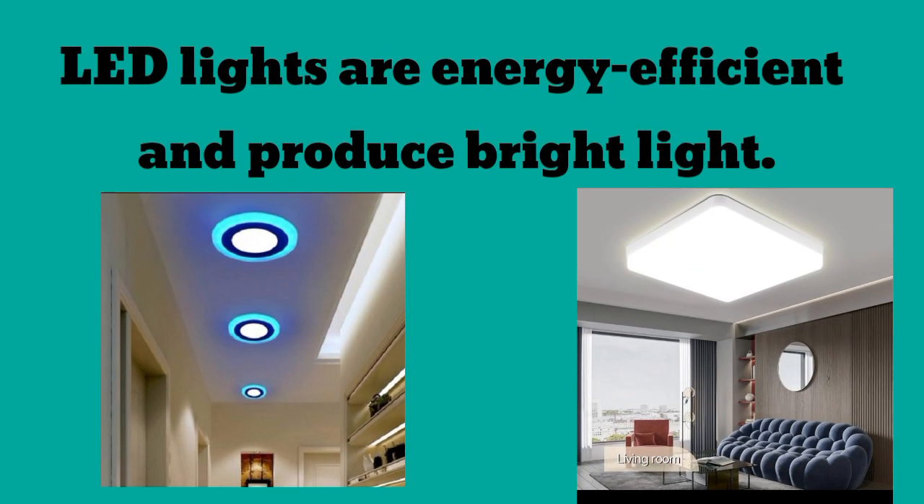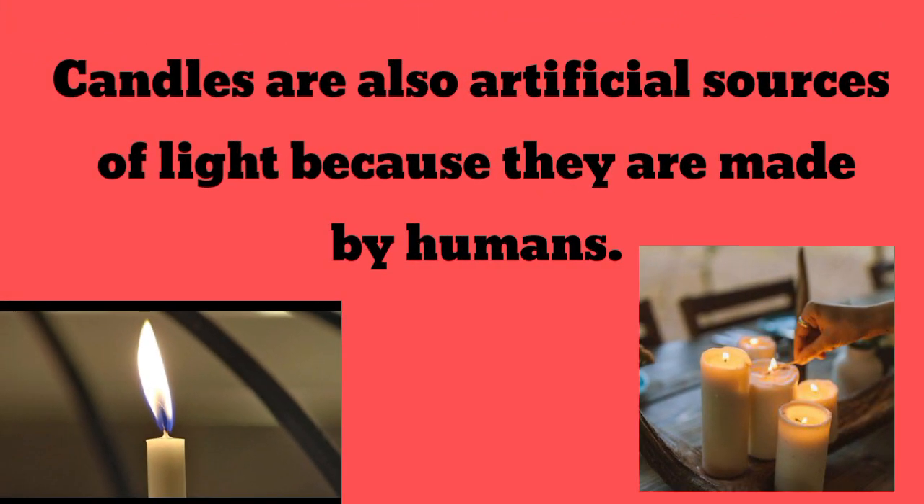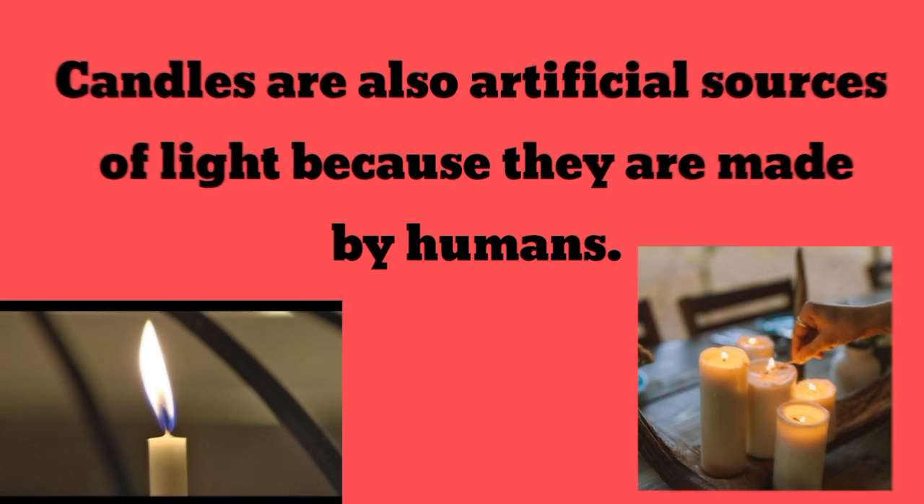Next are LED lights. They are energy efficient and produce bright light. They are made by humans, so they are artificial source of light. Next are candles. Candles are also artificial sources of light because they are made by humans and they are also used to produce light during the darkness.